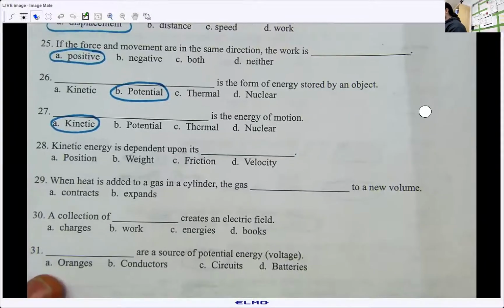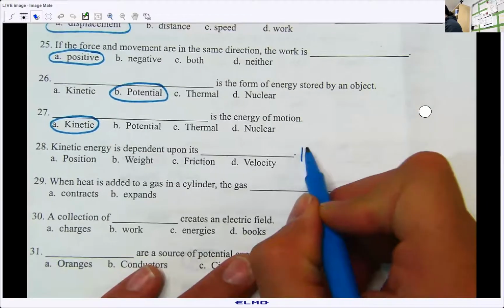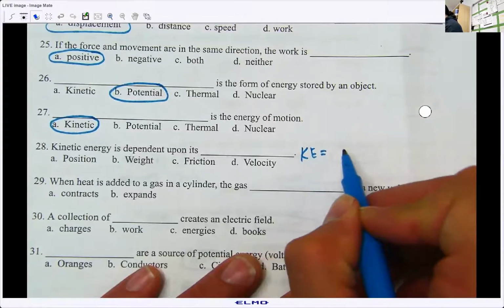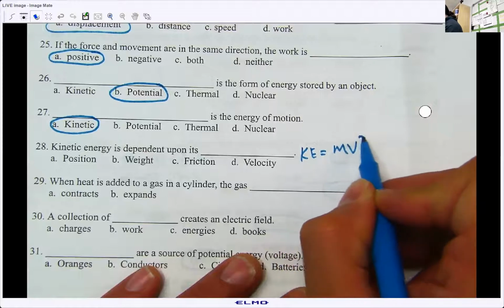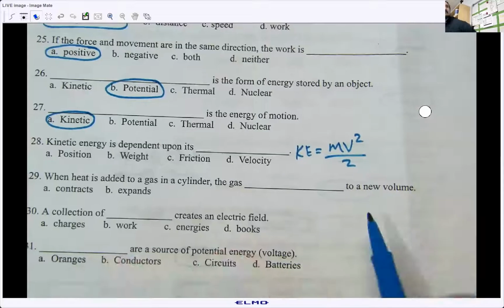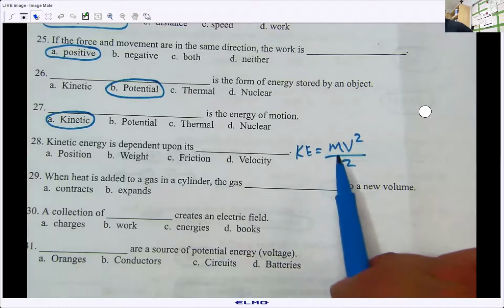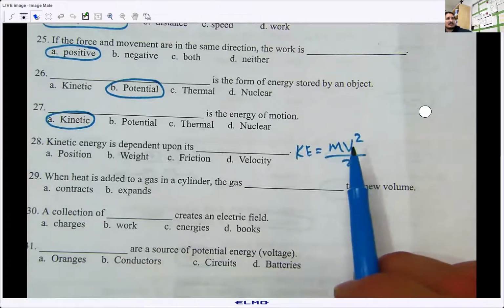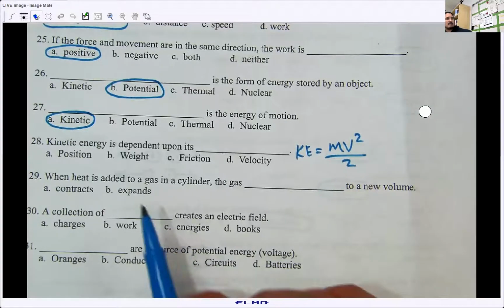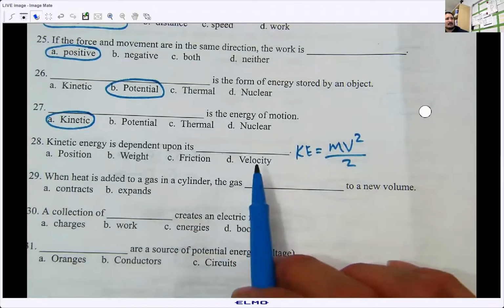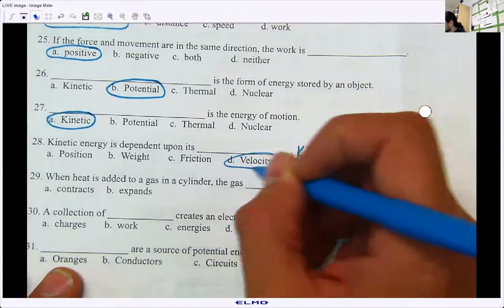Kinetic energy depends upon, well, two things. If we look at the equation, kinetic energy is mass times velocity squared over 2. What two things do we have in our equation? We have mass and we have velocity. Since mass is not in here, the only other thing we can pick is velocity.